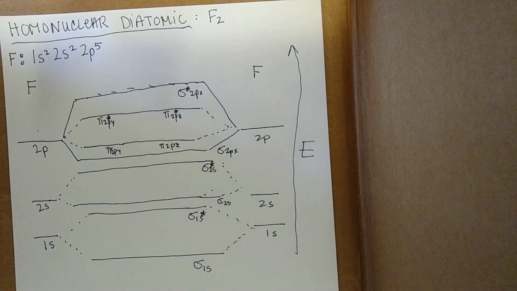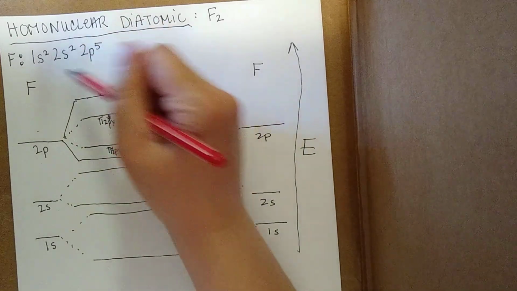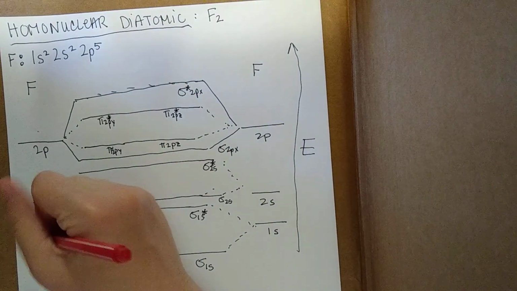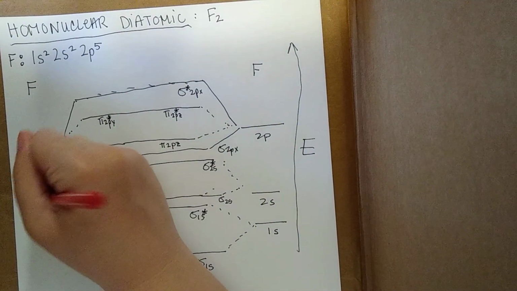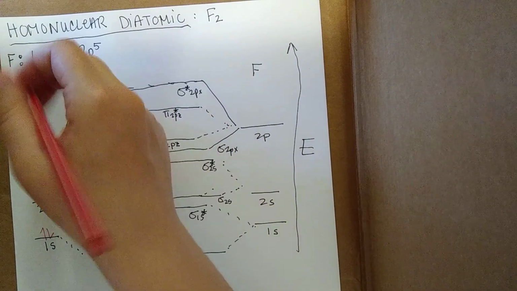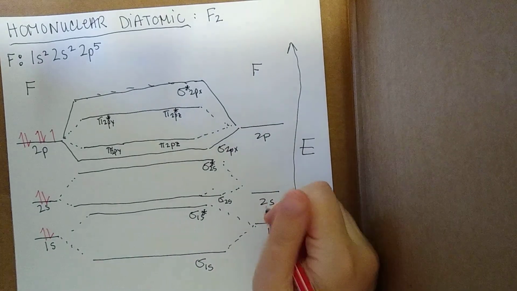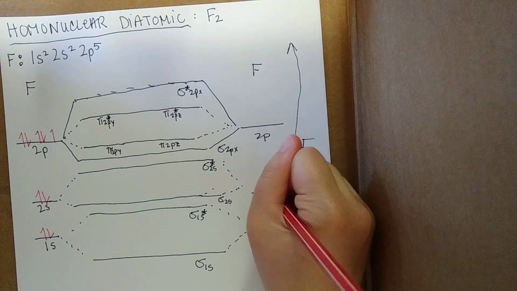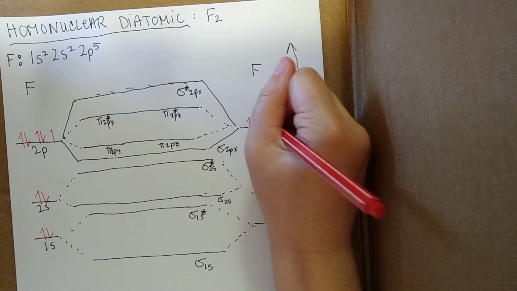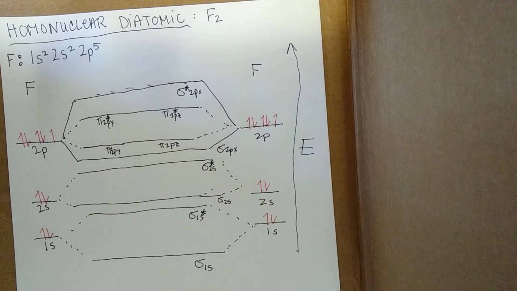I'm going to start by filling in the atomic orbitals using this electron configuration. So the 1s has 2, the 2s has 2, and the 2p has 5. So there's 1, 2, 3, 4, 5. And it's the same over here. You can do this first if it's easier for you, but it doesn't really matter in a sense.